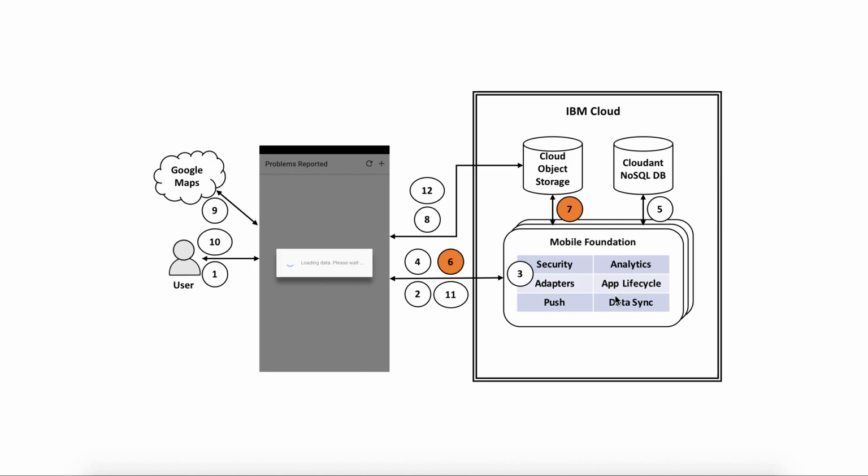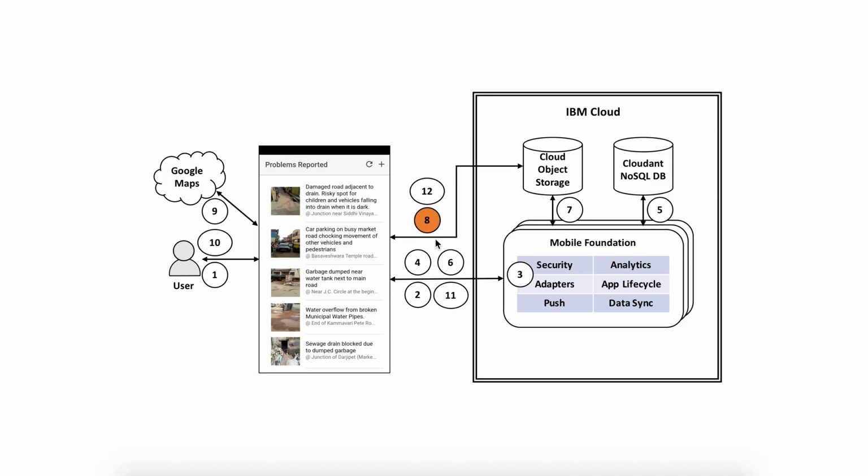Mobile app makes a further call to Mobile Foundation adapter to get the authorization token for interacting with Cloud Object Storage service. Mobile Foundation adapter makes a call to Cloud Object Storage Services Token Manager endpoint to get the authorization token and returns it to the mobile app. Mobile app initializes image caching plugin and asks it to use an HTTP header of authorization equal to the value returned from Mobile Foundation adapter while fetching images.